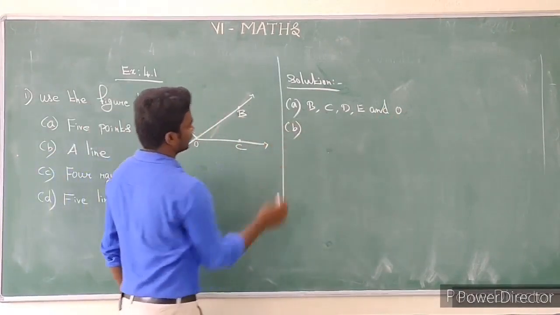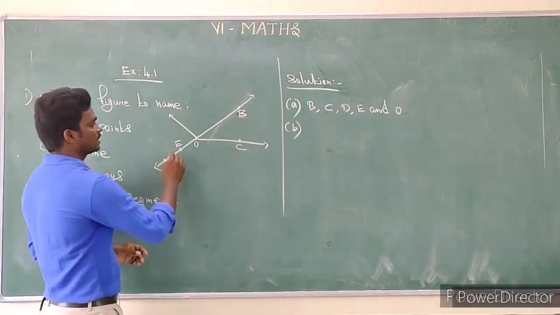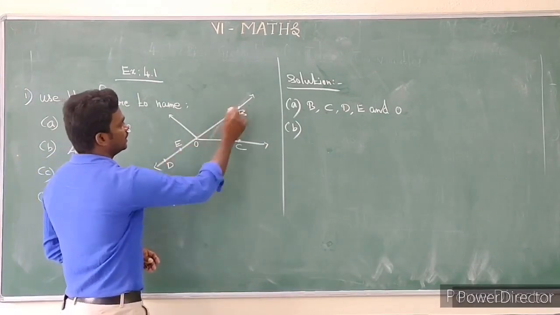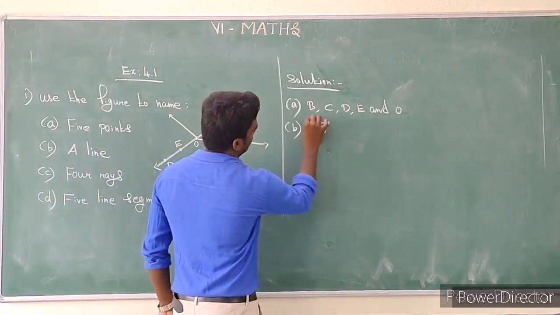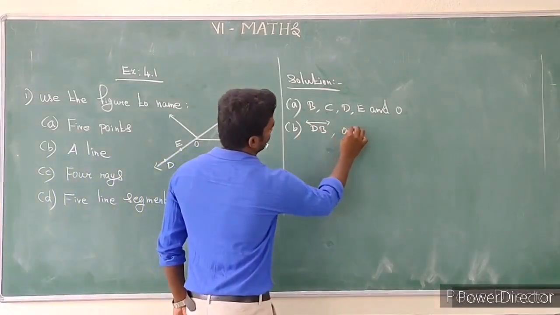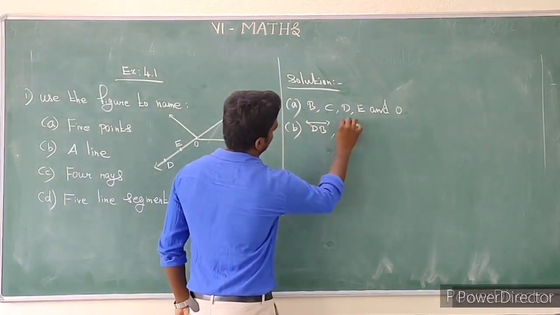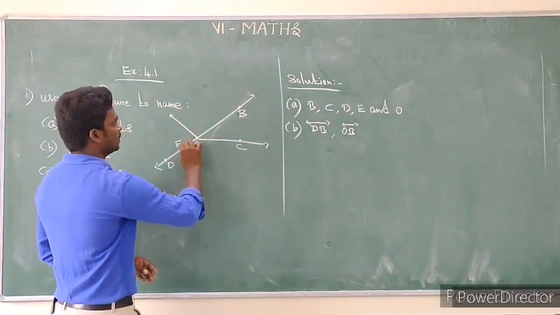Next, part B: a line. We want to draw a line. What is the line here? C, D, B is one line. So D, B is a line. Any other line here? Like O, B. So O, B is a line. What is the next one? E, B. So E to B.